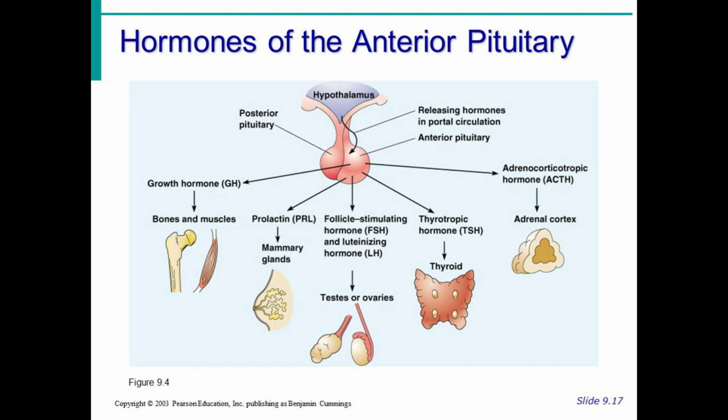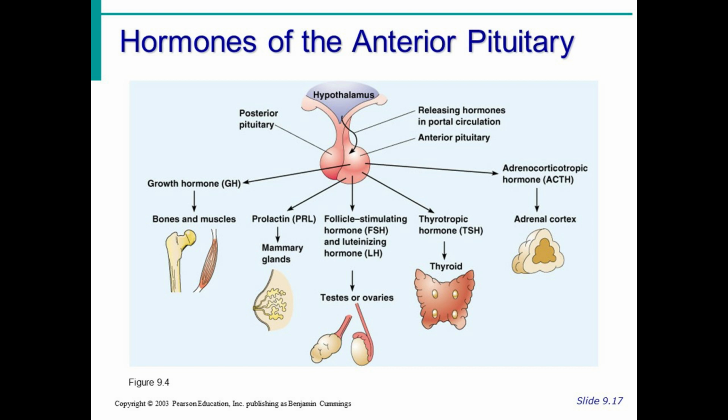Again, 2 of them stimulate the non-endocrine targets, which are the bone and the muscle, and the mammary glands. These 2 are called growth hormone and the prolactin. Four of them stimulate another endocrine gland, which are the FSH, or the follicle stimulating hormone, and the luteinizing hormone, which affect the testes or the ovaries.